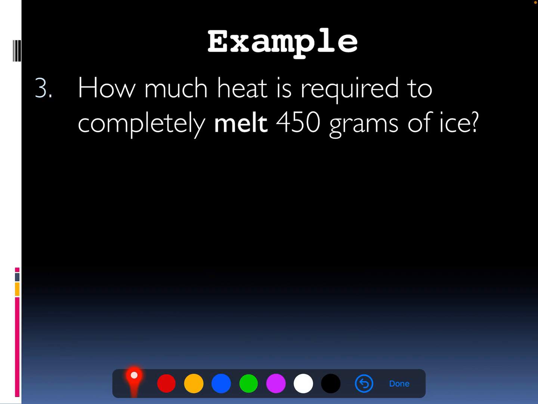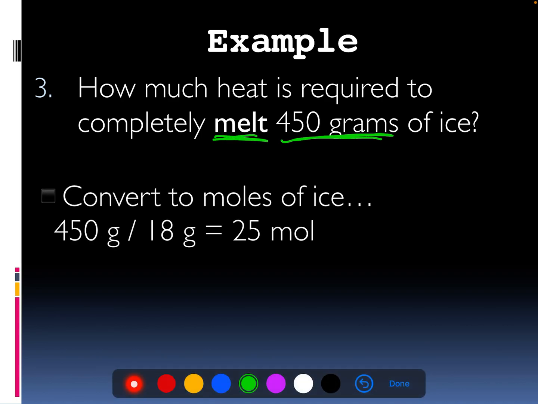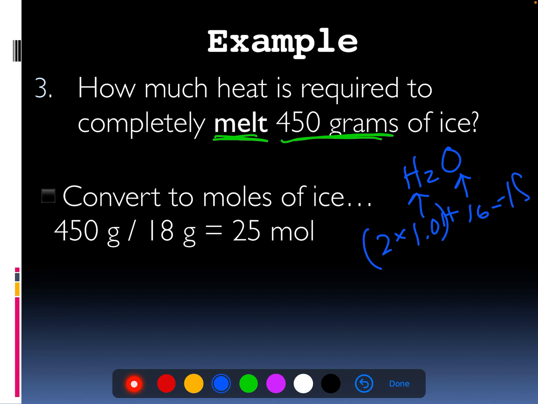So, for example, how much heat is required to completely melt 450 grams of ice? Melting means we're using the heat of fusion. The first thing you want to do is convert grams of ice to moles of ice. So grams divided by its molar mass from the periodic table. Ice is, of course, water. Just to remind you, you've got H2O. Hydrogen weighs about 1.01. Oxygen weighs 16. You got 2 of these. So you're going to end up with 18. That's why we always have this number here of 18 grams.